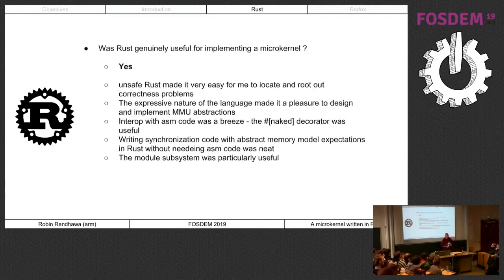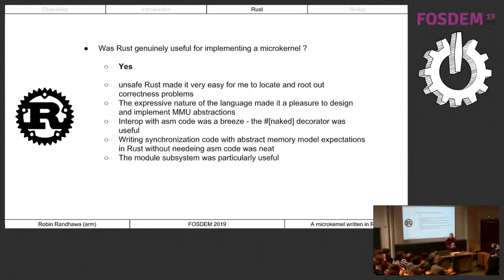So was Rust genuinely useful for implementing a microkernel? I think I can say yes. I particularly like the benefit of unsafe. It helped me localize the tricky bits of code. The expressiveness, trying to explain a complex bit of system software, was, in my opinion, easier. Interrupts with ASM code were a breeze. GCC used to have this naked attribute. They removed that. It allows you to write functions without epilogues, and that's often very useful, and I appreciated the fact that I can just use a naked decorator and it just worked.